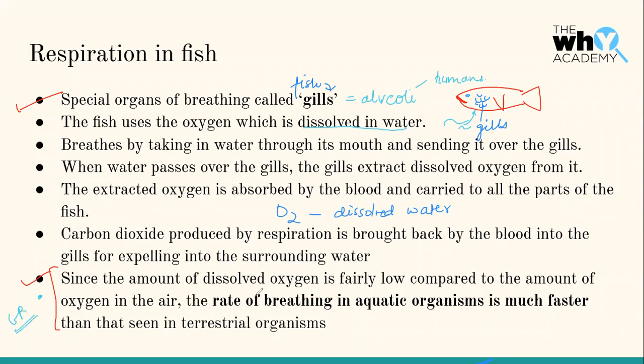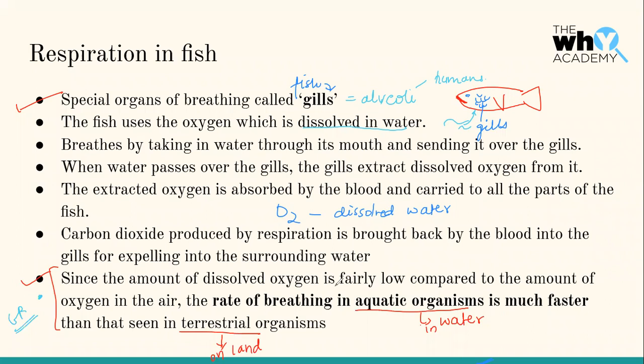And the give reason goes as follows. They would ask you why is the rate of breathing in aquatic organisms much faster than that in terrestrial organisms? First thing you need to get clear is aquatic organisms are the ones which live in water. In case you are not aware, terrestrial ones are the ones which live on land. So now they're asking you why do the organisms which live in water breathe at a fast rate?